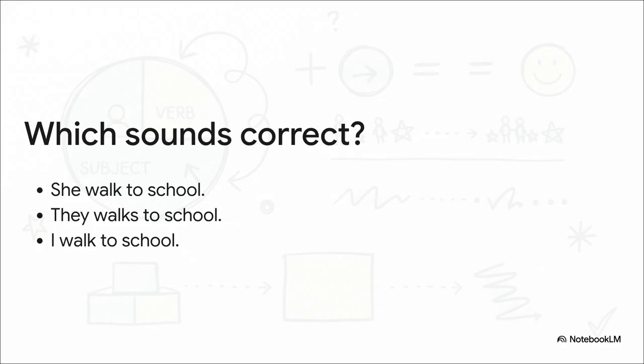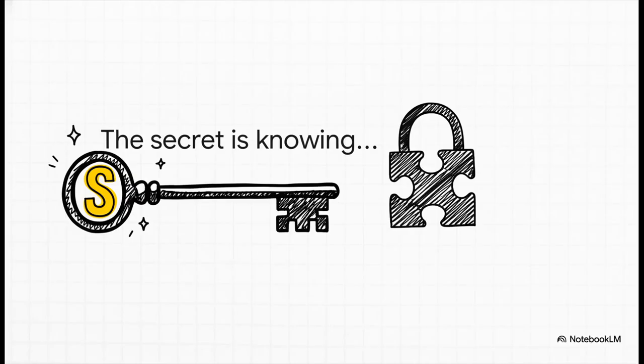Okay, so take a look at these three sentences on the screen. She walked to school, they walks to school, and I walk to school. Now just listen to them. Which one sounds right to your ear? Even if you don't know the rule yet, your brain can probably pick out the one that feels correct. And right there, that's the whole secret. The entire puzzle is really just about knowing when you need to add an S to the end of your verb. That's it. So let's figure out which subjects need it and which ones don't.